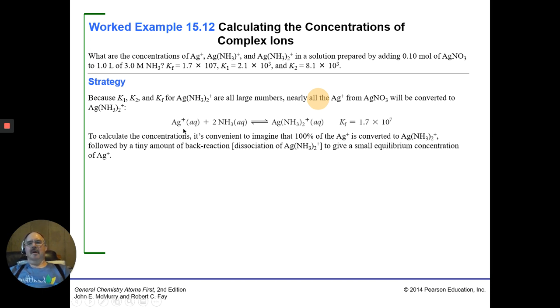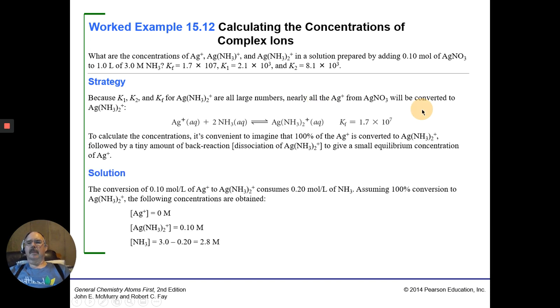So this is the overall process. Silver complexes with 2 ammonia molecules to form the diamine silver ion. And since this is a large number, we make the initial assumption that 100% of the silver is converted to the silver diamine complex. And then there's a tiny amount of back dissociation that takes place. So we start out, we say that silver has 0. We've gone all the way to product.